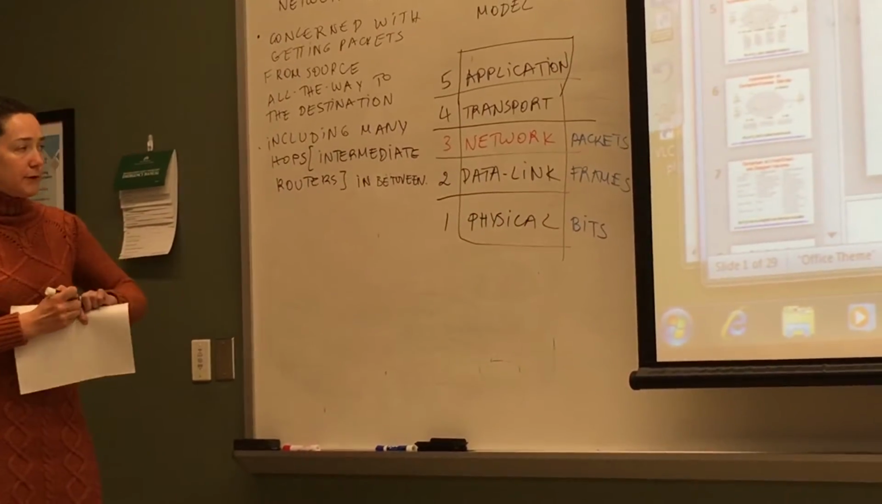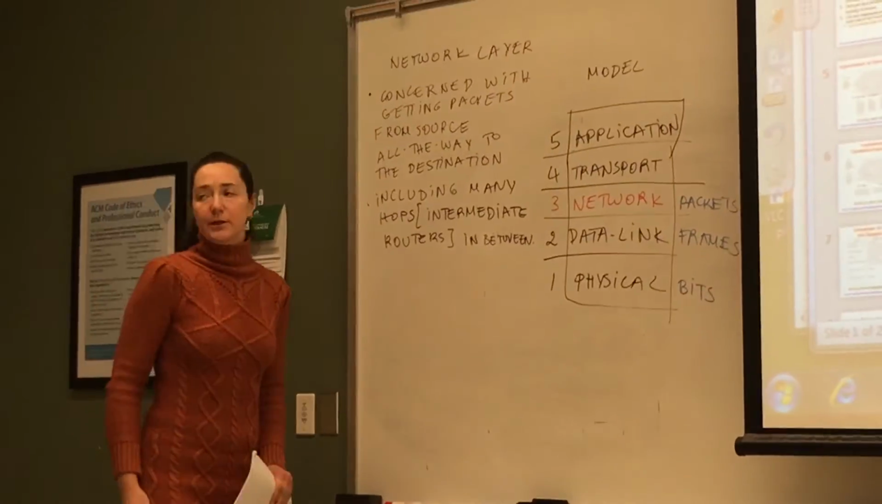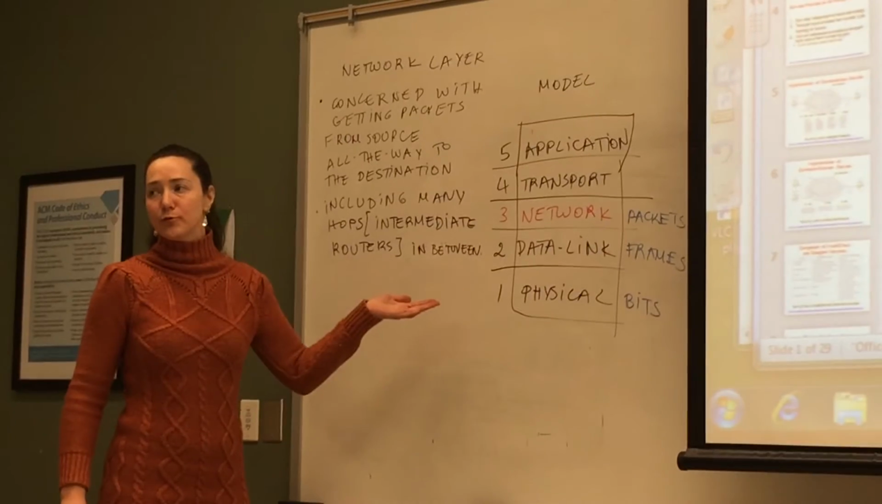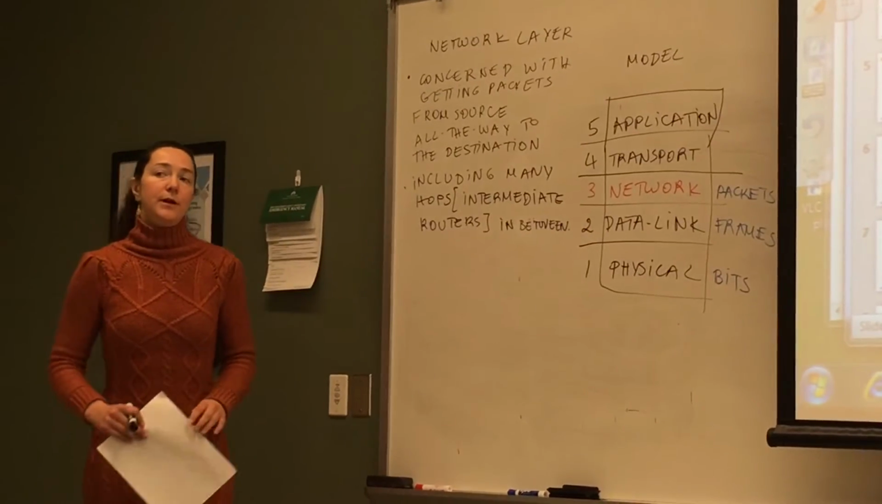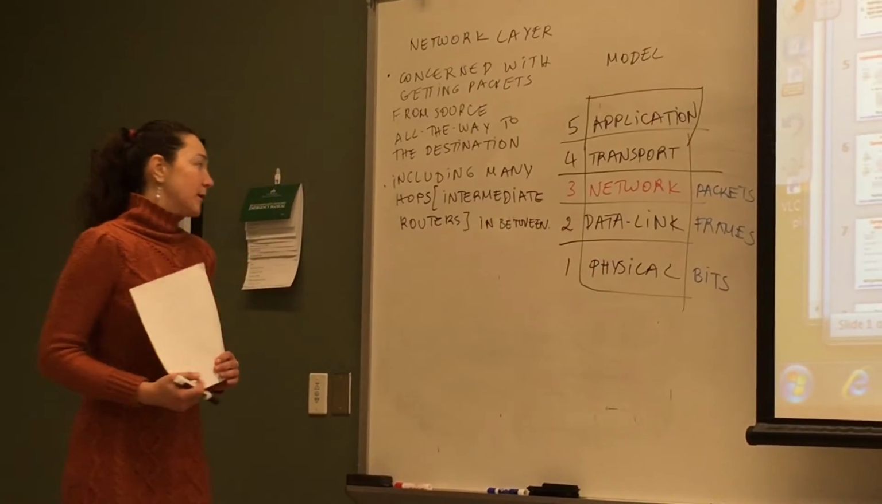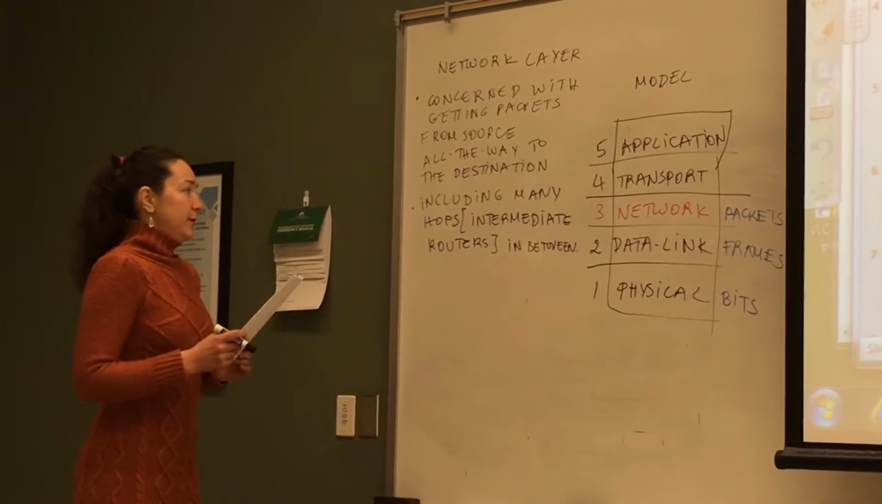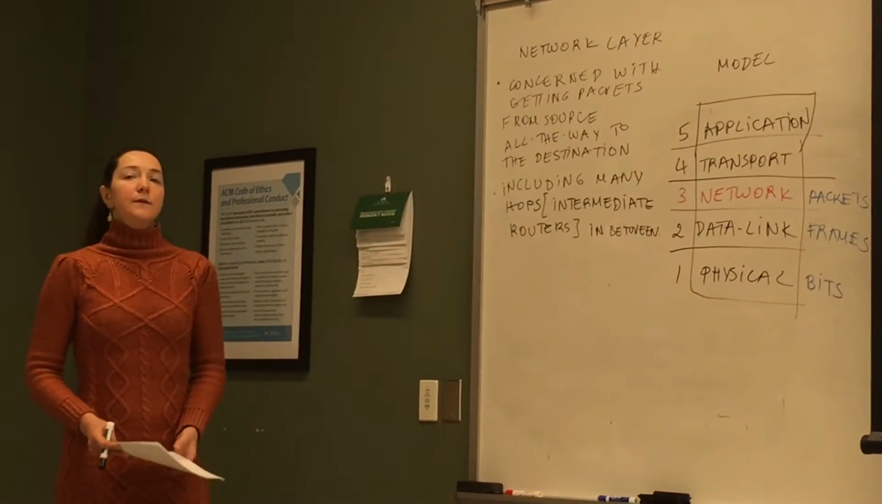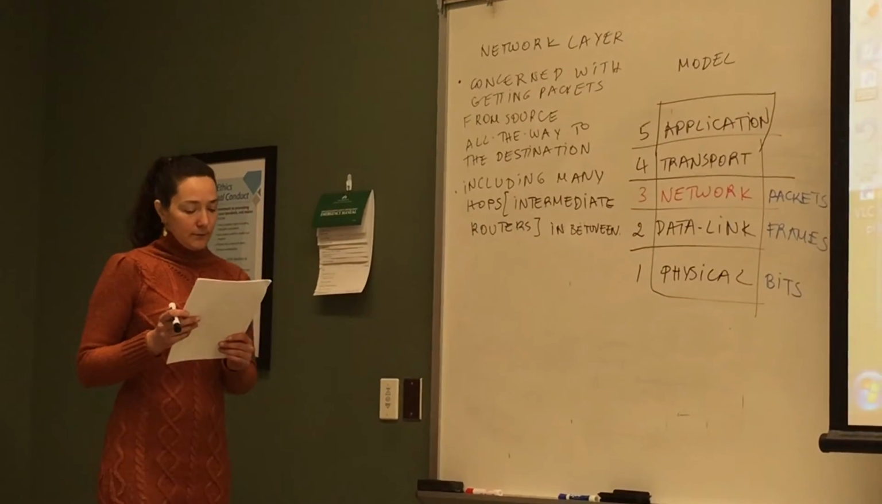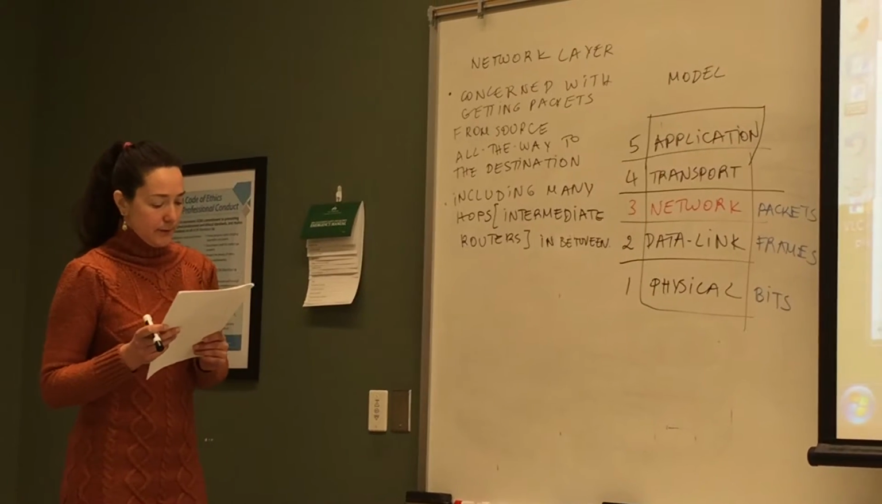So that's the difference between what the data link layer does, because the data link just moves frames from one end of the wire to the other end of the wire. So if we have many routers and machines or many networks in between, then we need some more complicated logic that we need to implement.